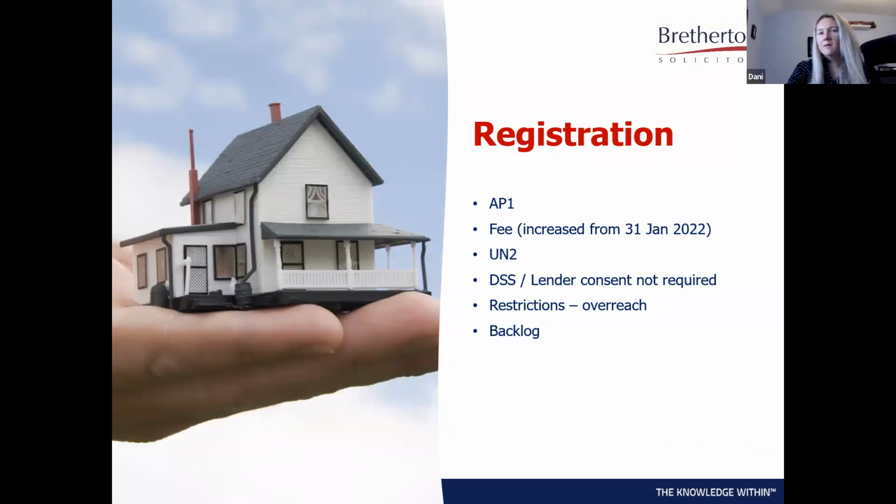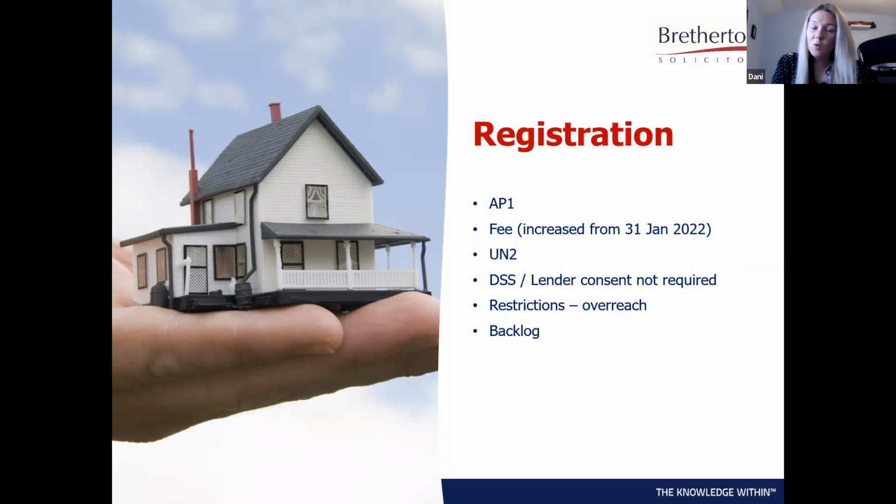So once we've completed, we then move on to registration. So registering the lease extension at the Land Registry. This is done by an AP1 form. Just bear in mind there was a fee increase on the 31st of January. So the lower end was increased from £40 to £45. So I think that's premiums that are up to, I think it might be 80,000. Don't quote me on that though. But just make sure you've checked what the fee is before you look at registering it.